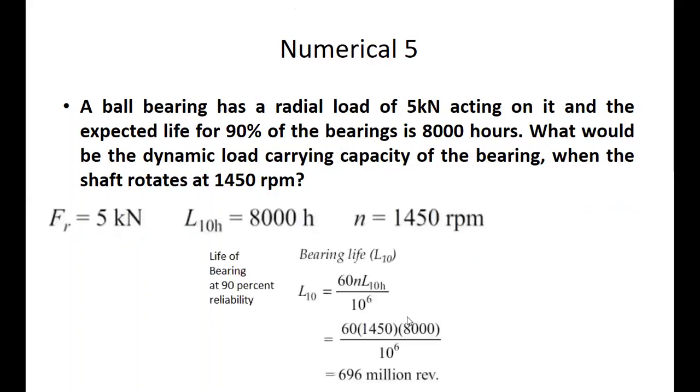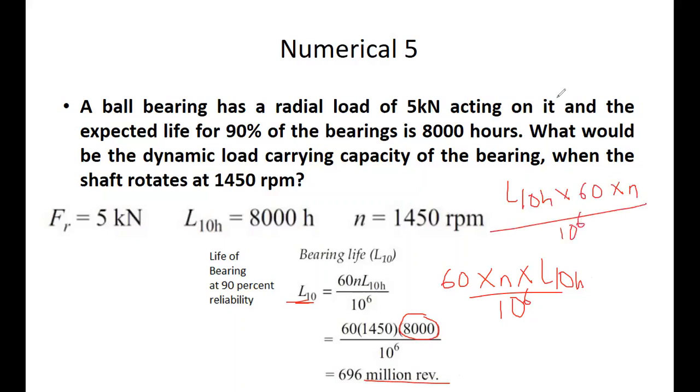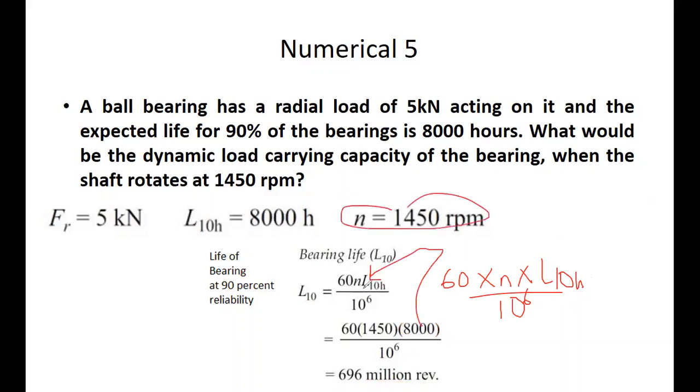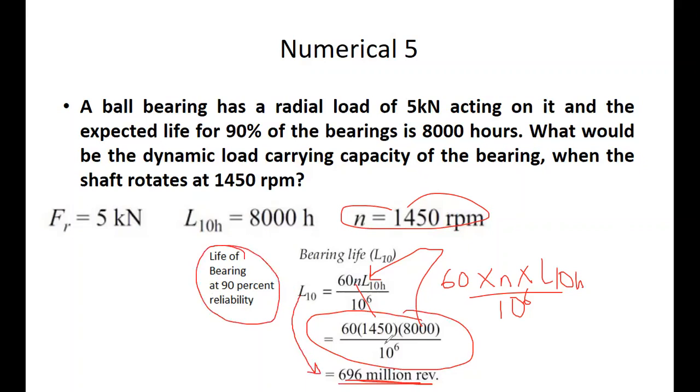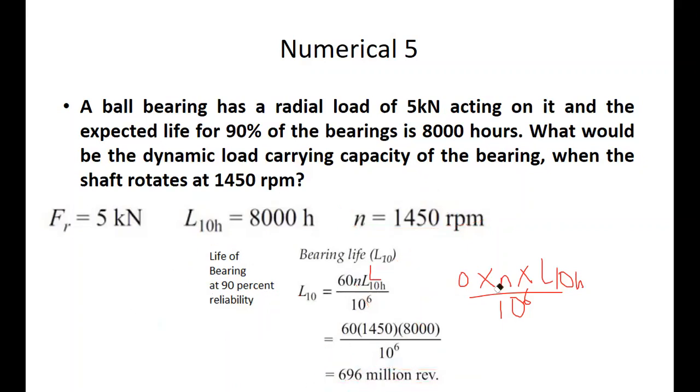So let us start with the first formula. We are going to convert our life from hours to million revolutions, right? So the formula is 60 into n into L10H upon 10 raised to 6, or L10H into 60 into n divided by 10 raised to 6. It's one and the same thing. In some books it's written in this way, somewhere it's written in this way. So obviously the value of L10H is 8,000, right? The value of n you can see here, that is 1440. Once you do the calculation in your calculator, you will get the answer as 696 million revolutions. Life of bearing at 90% reliability, L10, or L90, whatever you say, is 696 million revolutions.